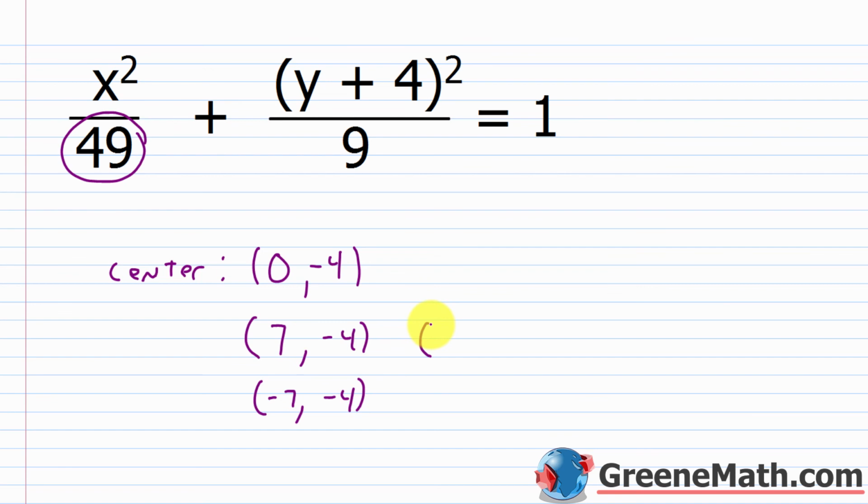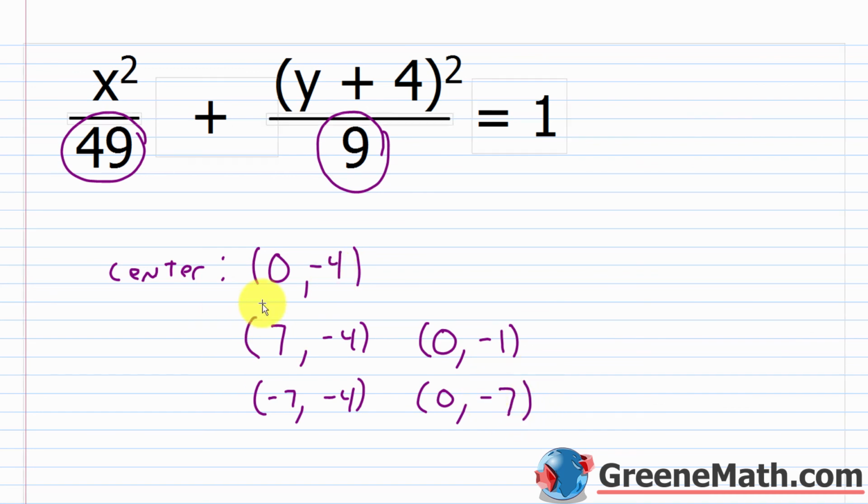Then over here, again, I'm going to do the same thing for this guy. Plus or minus the square root of 9 would be plus or minus 3. So from the center, I'm now going to look for points that are vertically above the center and below the center. So my x value stays the same. Negative 4 plus 3 would be negative 1. And then again, my x value stays the same. Negative 4 minus 3 would be negative 7. So there's your 4 points there.